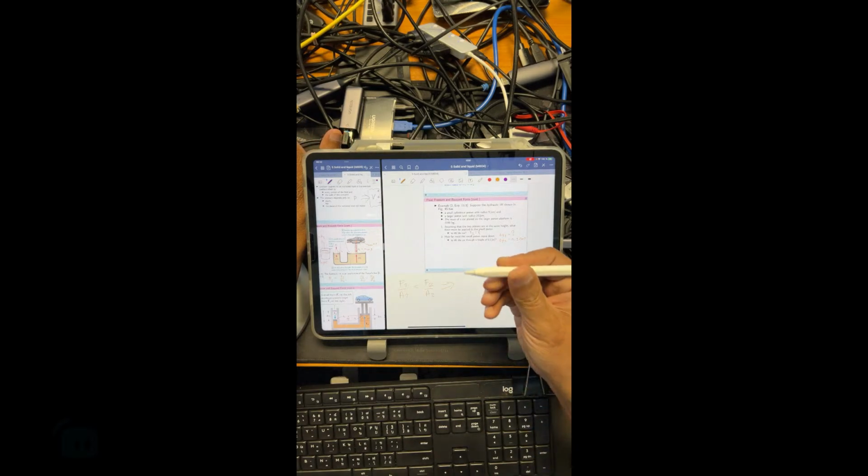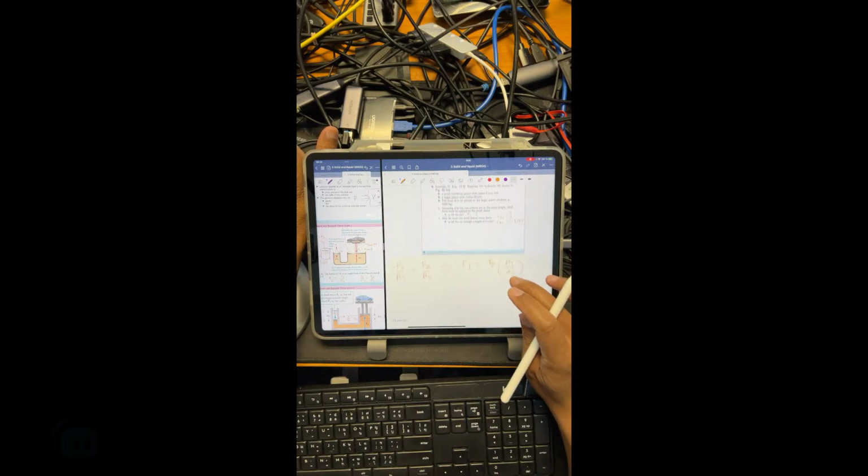We apply Pascal's law. I think this problem is lighter, easier than the former one. F1 by A1 equals F2 by A2, and we're going to find F1, so we manipulate this equality in terms of F1. F1 is going to be F2 times A1 by A2. It's not difficult.